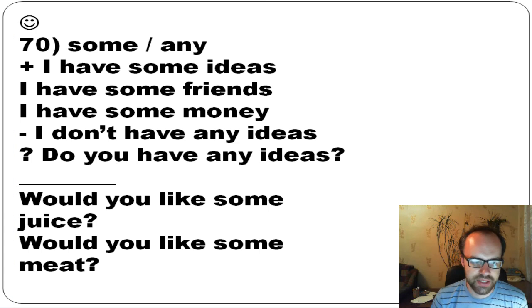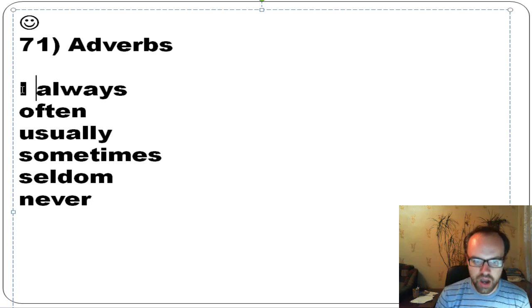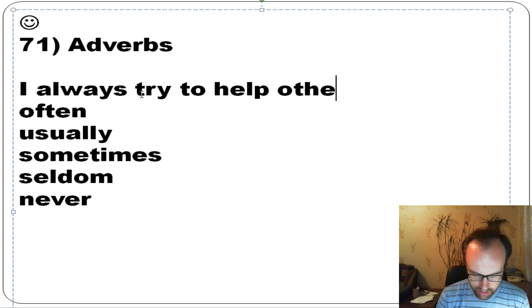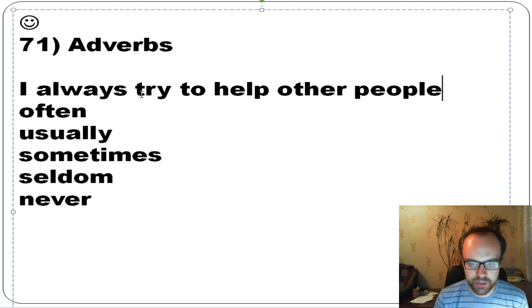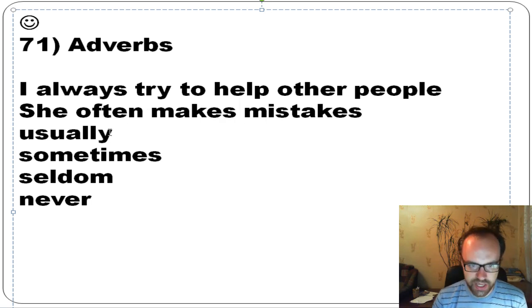Well, next, adverbs. So I think that it's very important to know these adverbs, okay? So always, often, usually, sometimes, seldom, never. For example, I always try to help other people. Often. She often makes mistakes. Usually. I usually get up late.